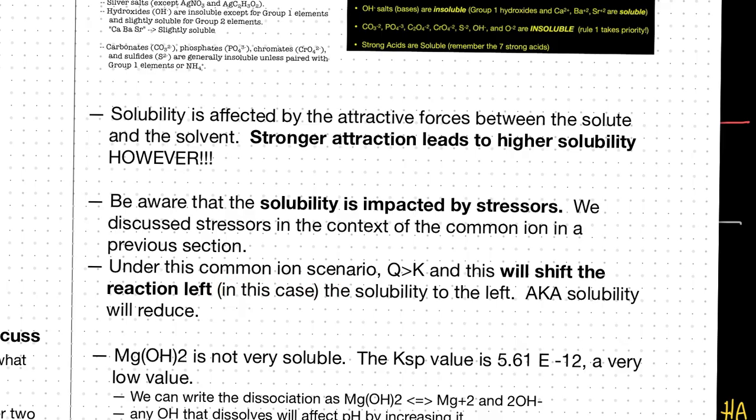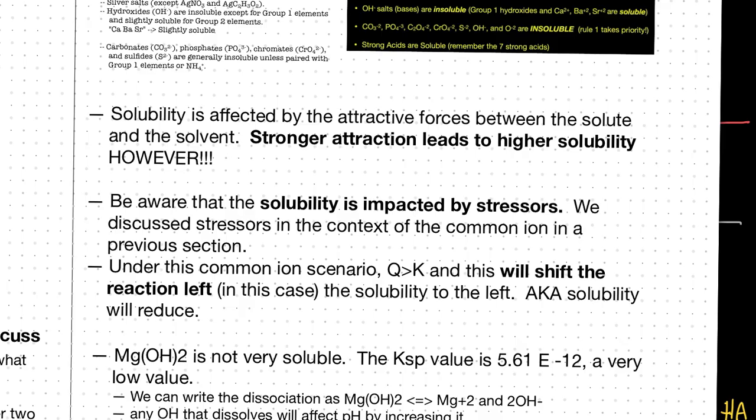And typically what that does is it creates a condition where you've reached the solubility maximum, so you've saturated the solution. From a K and Q perspective, you establish a situation where Q now is a lot greater than K because the concentration of the common ion is leading the products to be greatly higher than the reactants. And so this is going to cause a shift to the left in that particular reaction. So from a solubility perspective, the KSP value will go down.